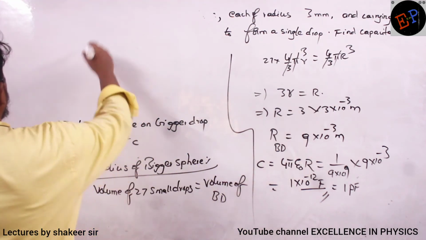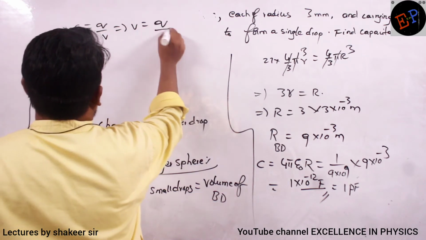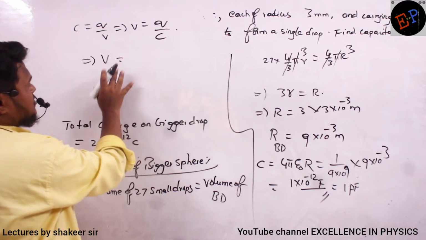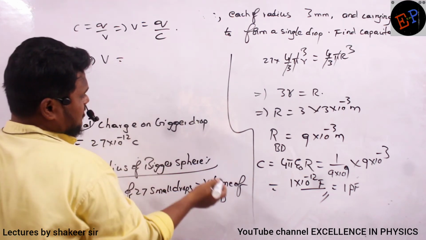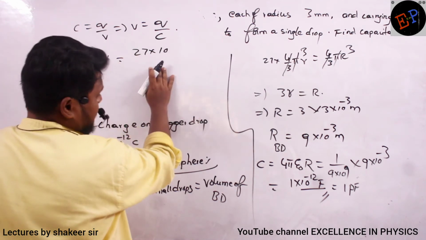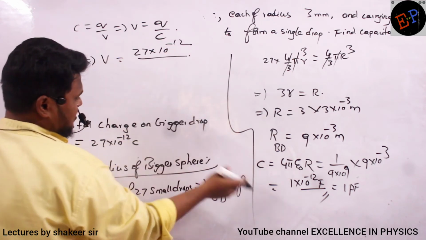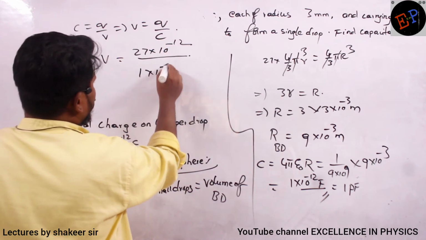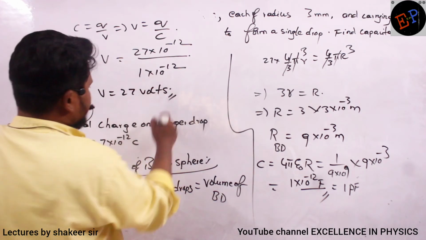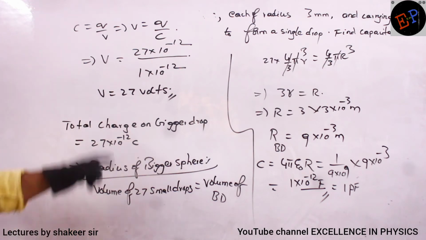So C is equal to Q by V. Therefore V is equal to Q by C. That's all. So the potential on the capacitor, on this conductor, is how much? What is the total amount of charge? 27 into 10 power minus 12, divided by the capacitance we have already calculated, 1 into 10 power minus 12. So V is equal to 27 volts. That is our answer.